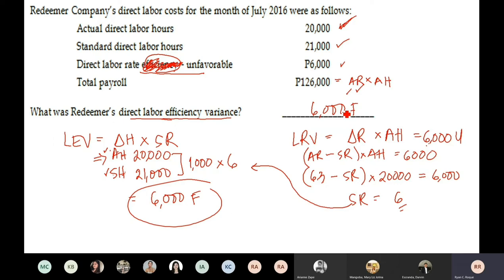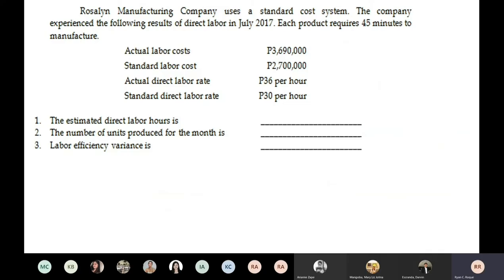Okay? Ayan. So, I'll just proceed with the next problem. Yung ating Rosaline Manufacturing Company. So, we are asked for estimated direct labor hours, the number of units produced for the month, and the labor efficiency variance. Hindi naman variance yung tanong sa una, pero estimated labor hours. Estimated labor hours, dito po makukuha yan.